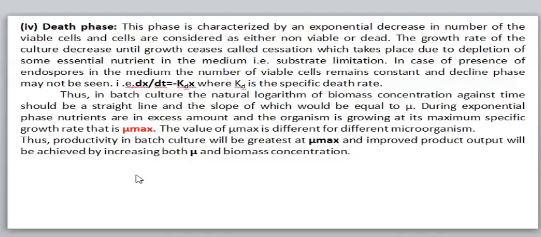and productivity in batch culture will be greater at mu max, and improved product output will be achieved by increasing both mu and biomass concentration. If mu is higher, product formation will be higher. If biomass concentration is higher, product formation will be higher.